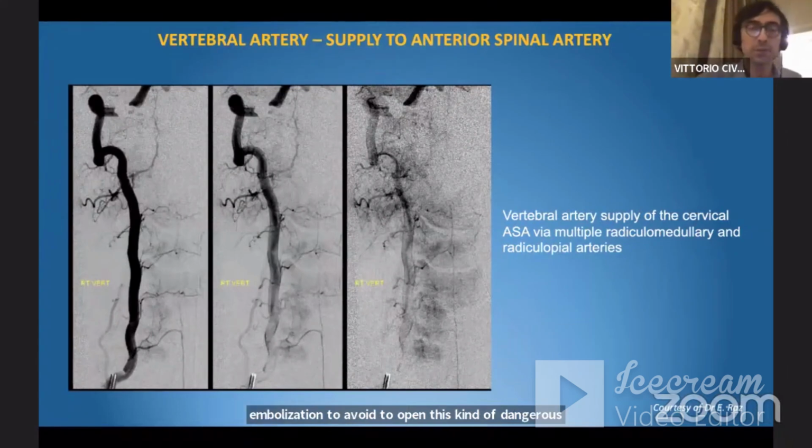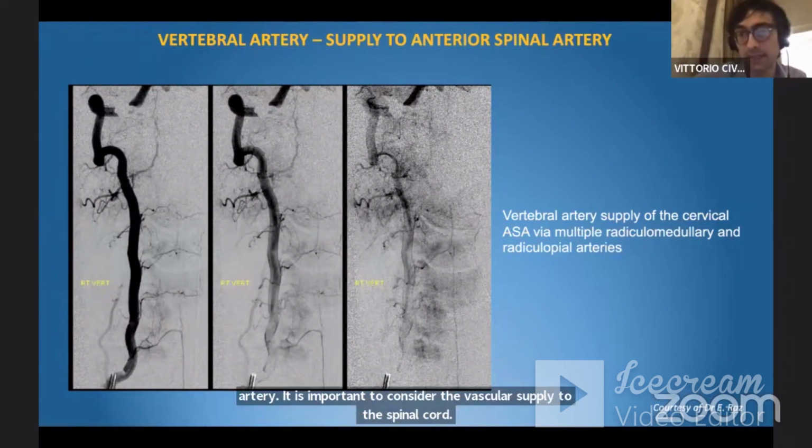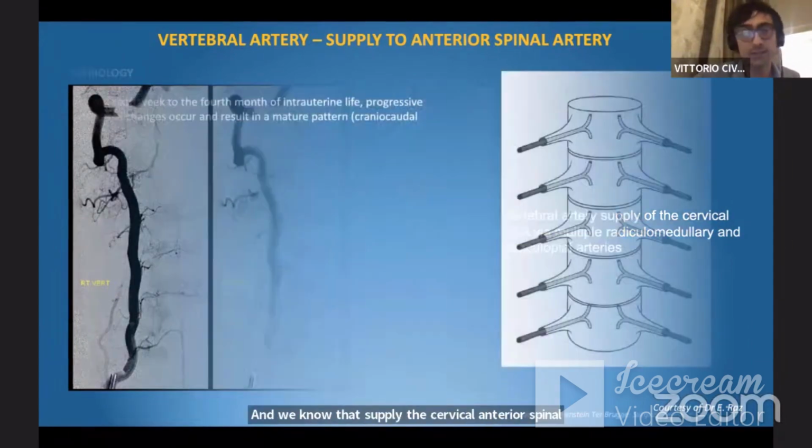anastomosis. Then, considering the anatomy of the vertebral artery, it's important to consider the vascular supply to the spinal cord. And we know that the cervical anterior spinal artery is supplied by multiple radiculomedullary arteries.